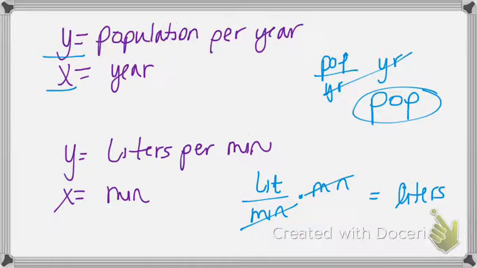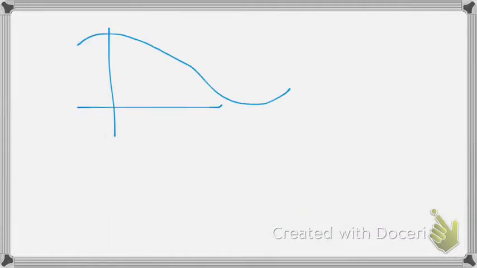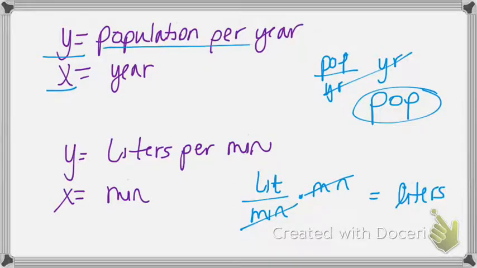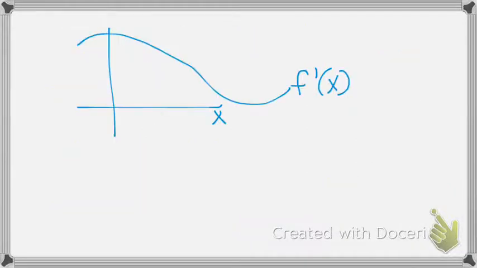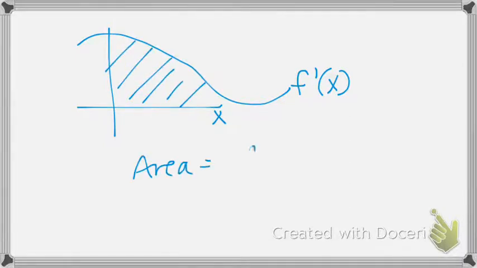Basically what this is saying is, no matter what kind of graph you have, if this graph is f prime of x and this is x, because notice this was population per year, liters per minute, both of those are the derivative because they're how fast something is changing. If you have the derivative graph and you find the area under the curve, the area is going to represent something about f of x. It's going to represent the population or the liters or the amount in the tank.